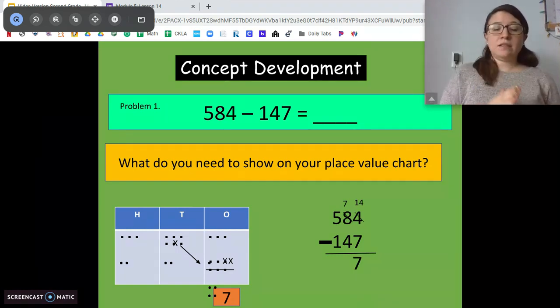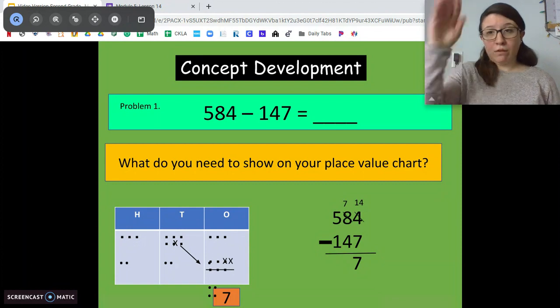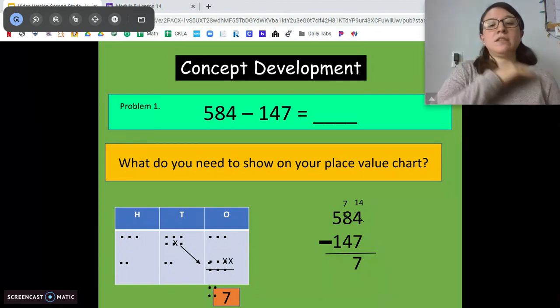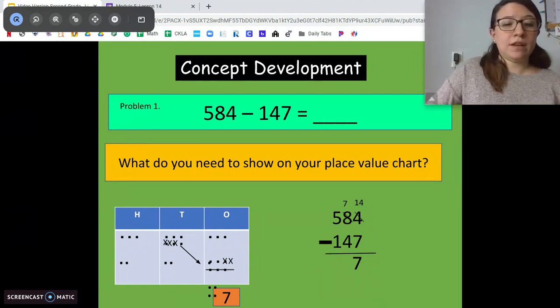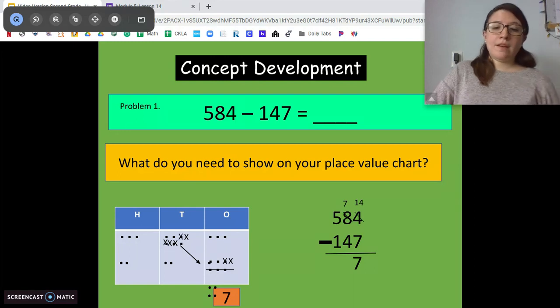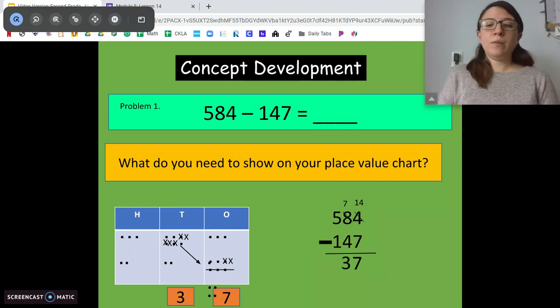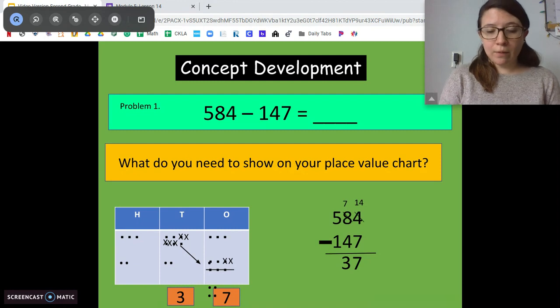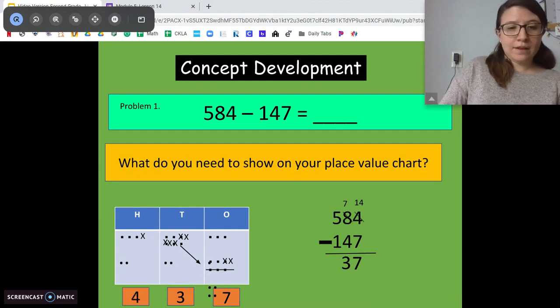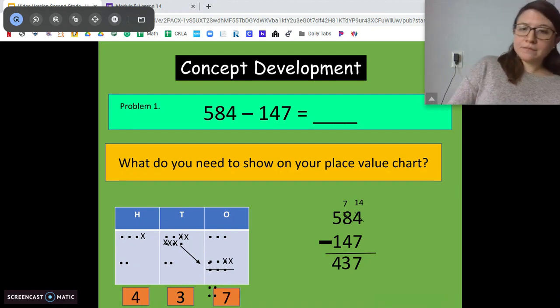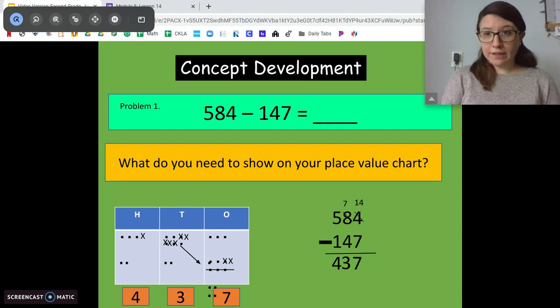Now we can do our 10s. We have 7 10s now because we crossed one off. 7 10s, we're gonna take away 4 10s. Let's cross out those 4 10s. And how many 10s do we have left over? Beautiful. And then we can do our hundreds. So we have 5 hundreds, and we gotta take away 100. Let's cross one off. And how many do we have left? Beautiful. And we end up with 437.